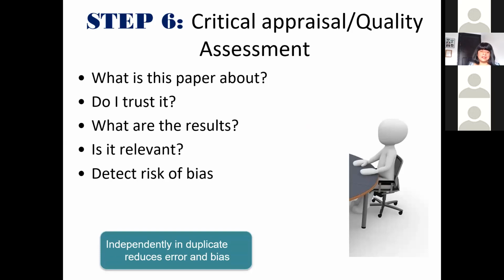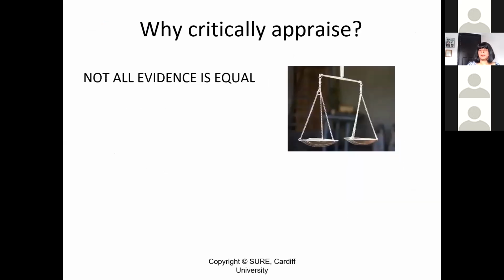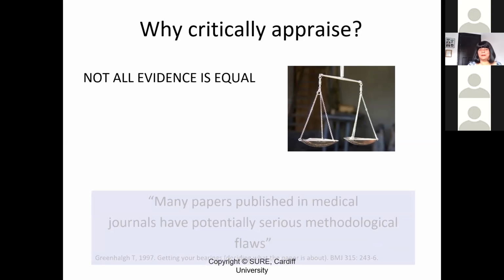So this is another stage where you need somebody independently in duplicate to reduce error and bias. So again, a supervisor could do 10–20%, or if you have another colleague, they could do similar. But you will be the person leading it. And why do we do critical appraisal? Well, not all evidence is equal. I hate saying that, but not all evidence is equal.